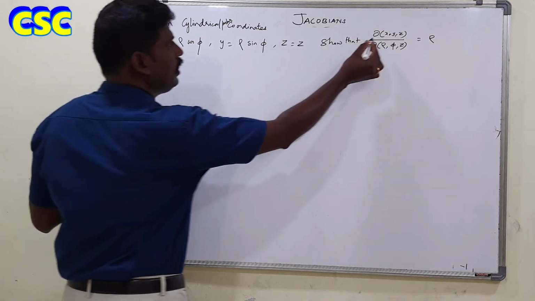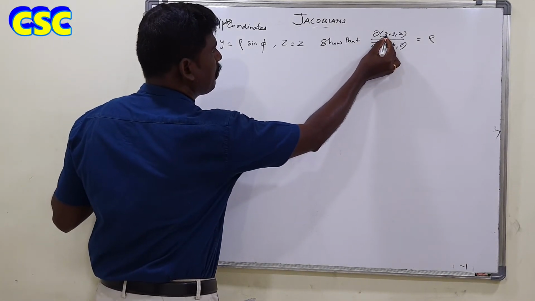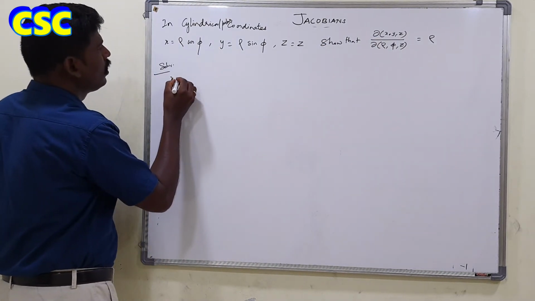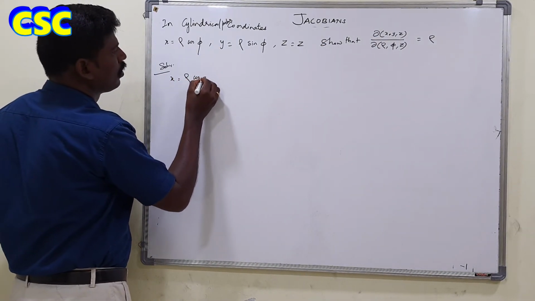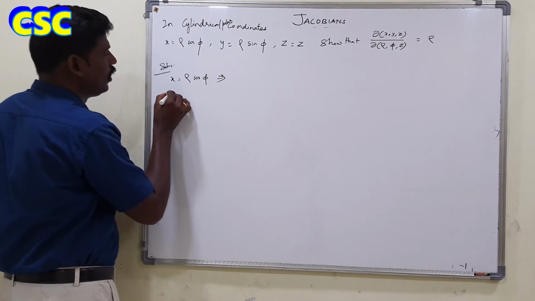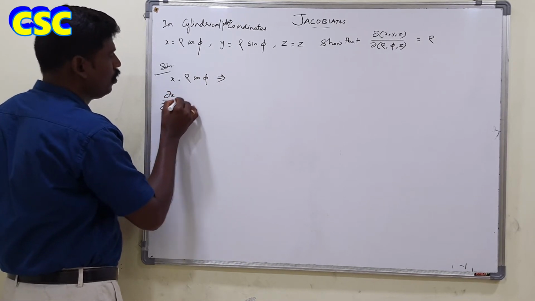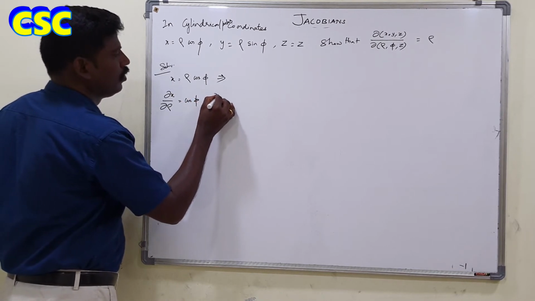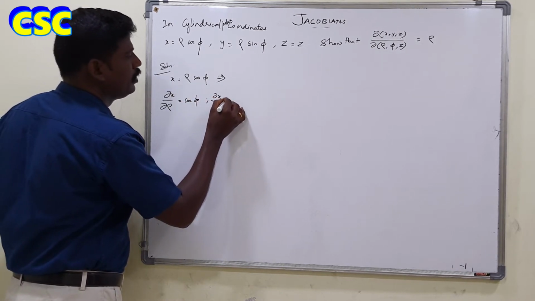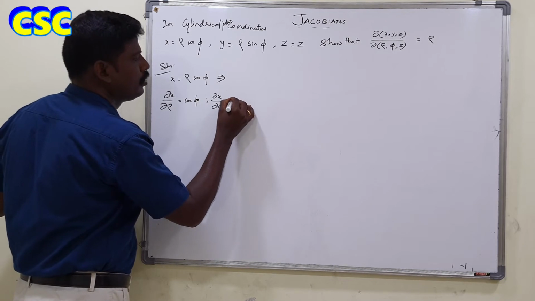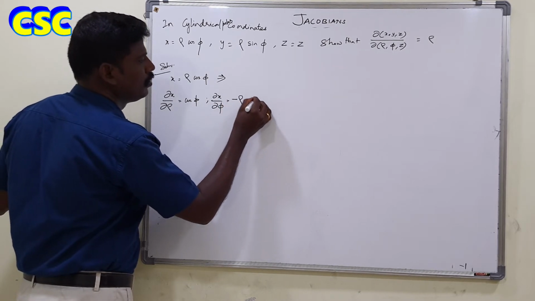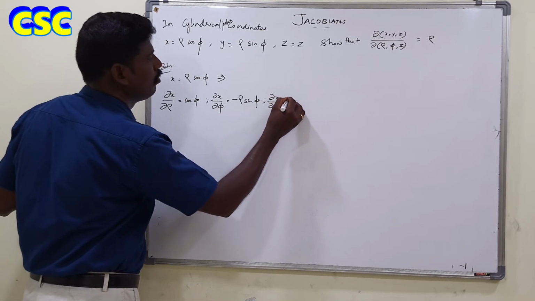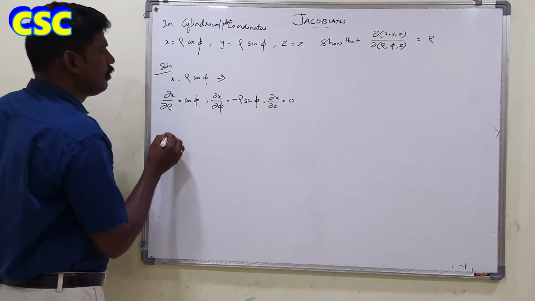So there are 3 variables, isn't it? We need to take partial derivative of x with respect to rho, phi and z. Right? So what is given? X is equal to rho cos phi. From that, dou x by dou rho is equal to cos phi. Dou x by dou phi is equal to minus rho sin phi. And then dou x by dou z is equal to 0. There is no z term here.